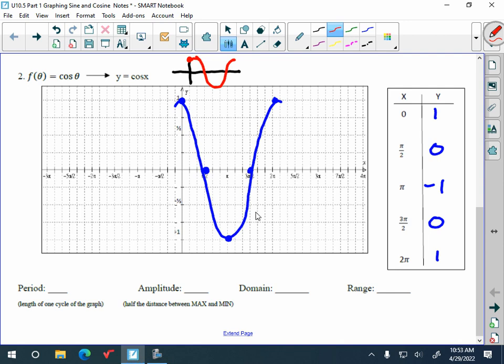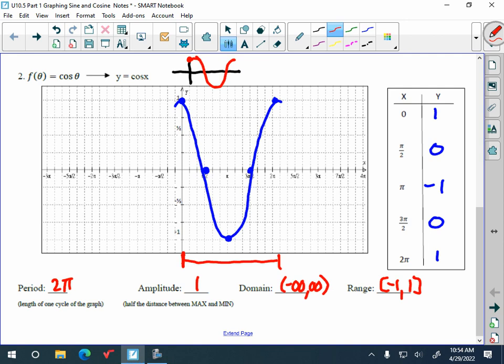All right. So then the period we can see is the horizontal length. So again, it's this horizontal distance before it starts to repeat. And so that's 2 pi. The amplitude, again, is going to be 1. It's half the distance between the lowest point and the highest point. So between negative 1 and positive 1, that's 2 units. So half of that is 1 unit. All right, the domain is going to be negative infinity to positive infinity again, just like the sine. And then the range is negative 1 to positive 1.